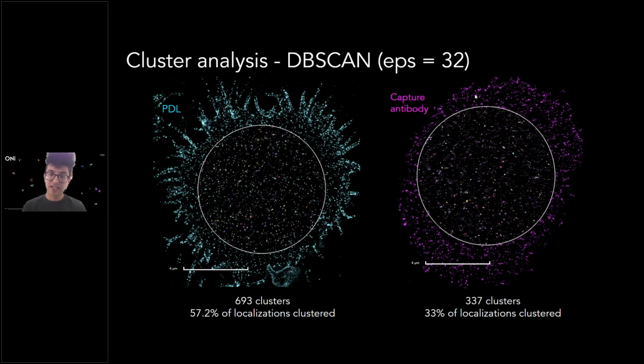So you can see in the capture antibody case, when we're doing this DB scan analysis, we're actually throwing out a lot of the localizations and not even clustering them at all. And that's because essentially with this DB scan value, we're saying we're looking for clusters of a certain density. And the reality of the data in the capture antibody case is that there are not that many clusters which actually meet that criteria. So here we're showing that this tight cluster is much more prevalent in the PDL case, aligning with our hypothesis.